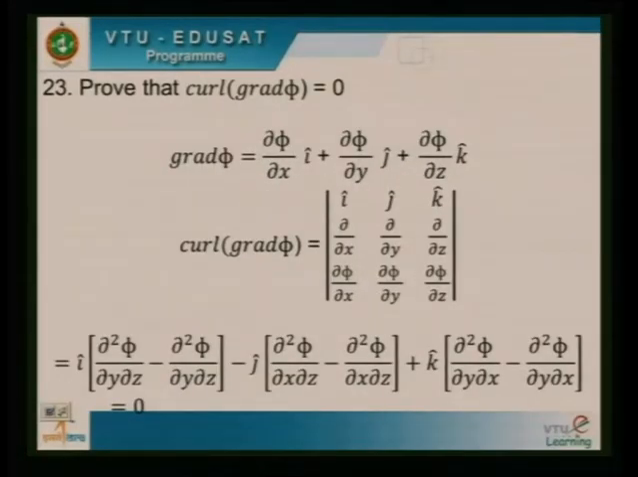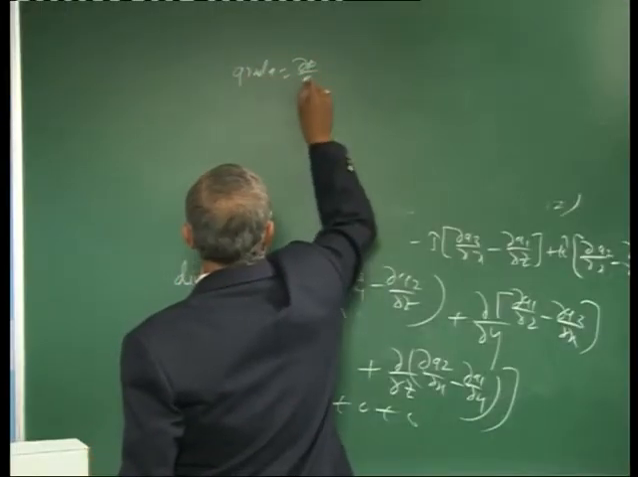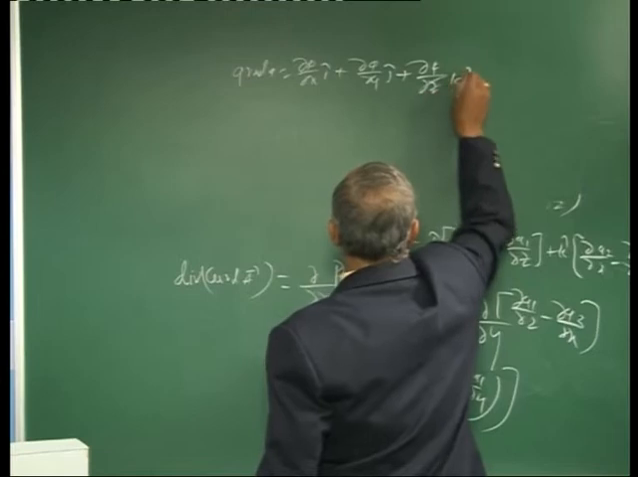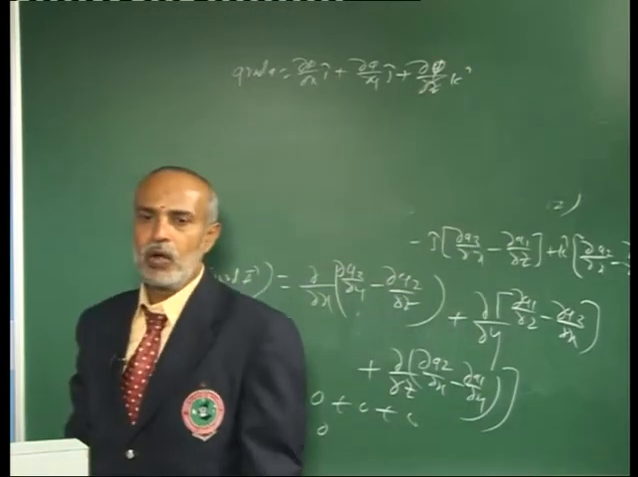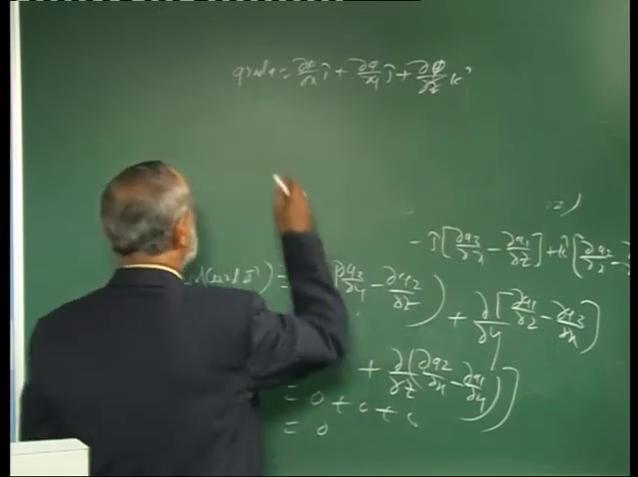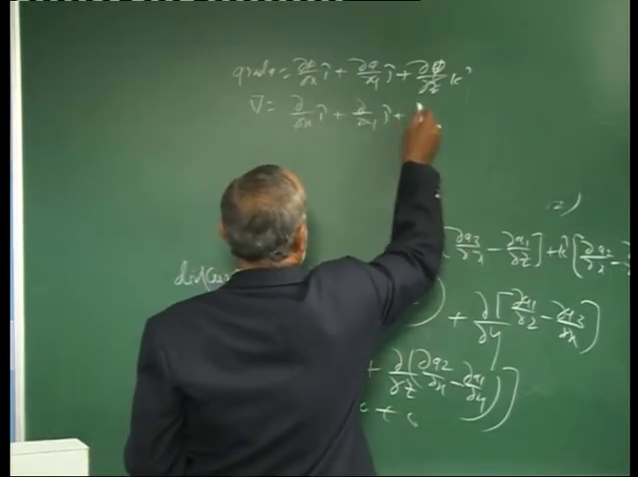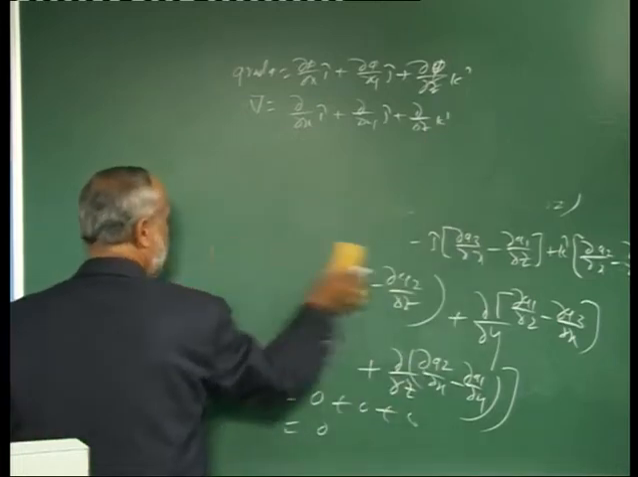Next, prove that curl of gradient of phi equals 0. First we find gradient of phi. Gradient of phi can be written as ∂φ/∂x i vector, ∂φ/∂y j vector, plus ∂φ/∂z k vector. This is gradient of phi. Now you have to find out curl of gradient phi. Curl means you find del. Del can be written as ∂/∂x of i vector, ∂/∂y of j vector, plus ∂/∂z of k vector. Del is called the differential operator.